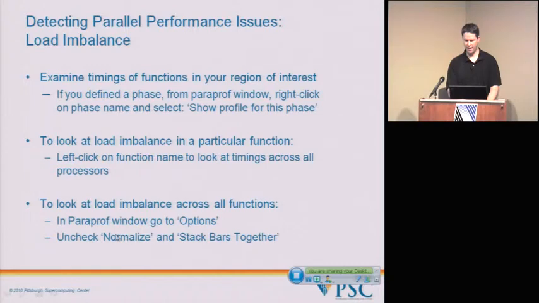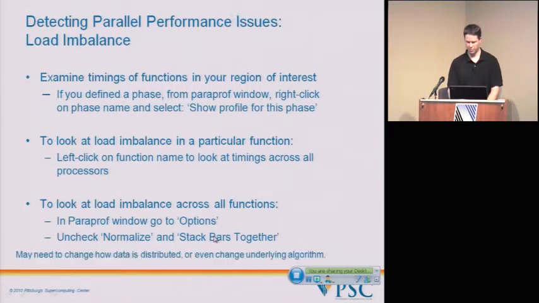By default, TAU normalizes the timings when it shows them, so you can't see which processor is taking more time. It's just a nice rectangle. I'll show that. So if you take that off, it's easier to see where the load imbalance is. You can also separate out the function calls.